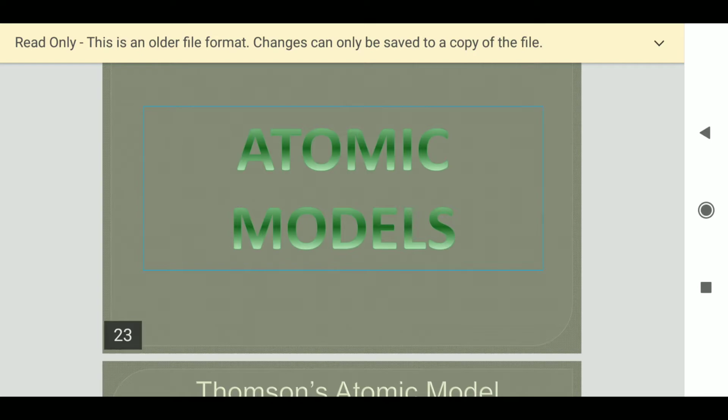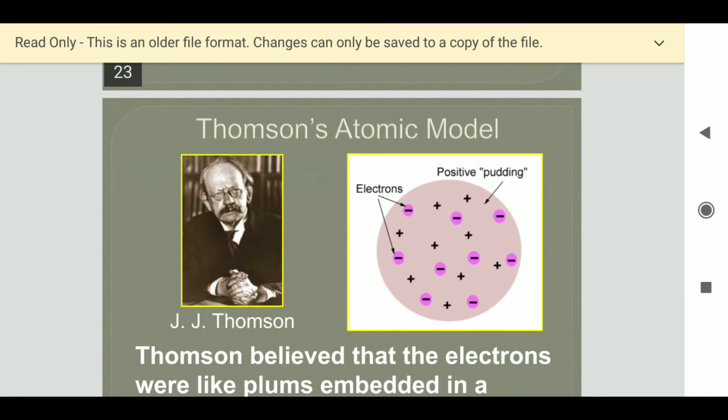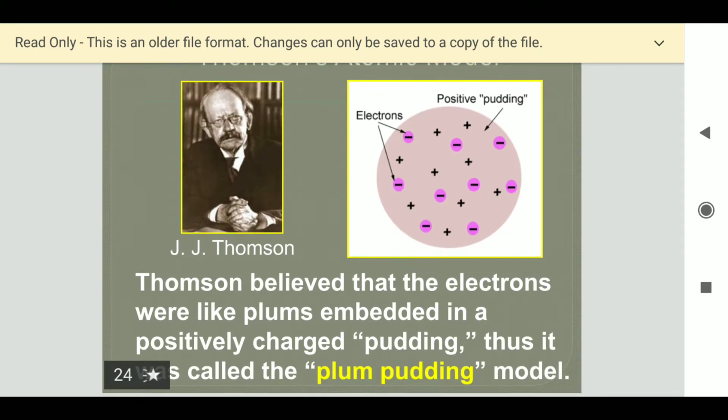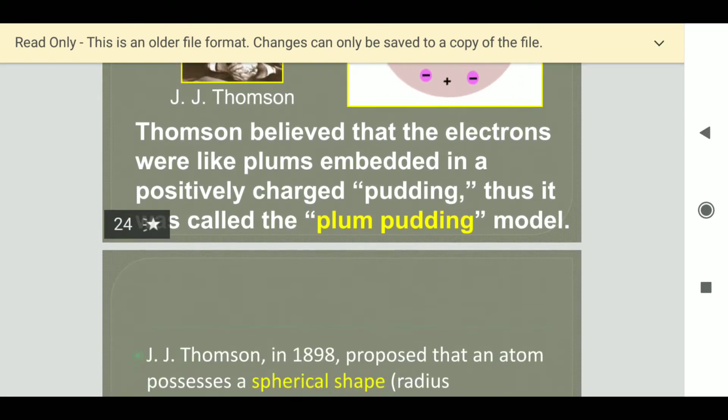Now we are going to discuss the atomic models. These models are very important for your basics. The Thomson atomic model was the first atomic model given. It is the plum pudding model. Thomson believed that the electrons were like plums embedded in a positively charged pudding. Thus it is called the plum pudding model.